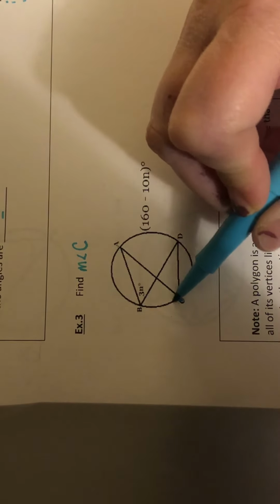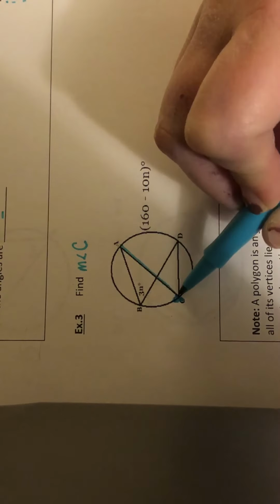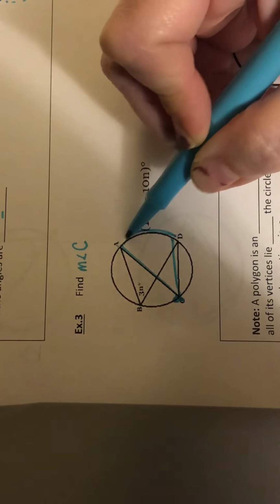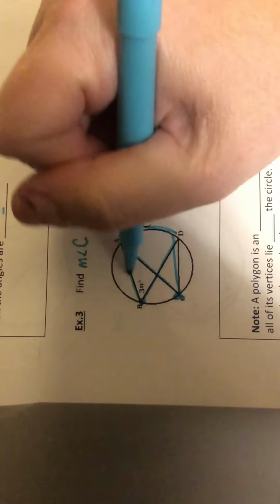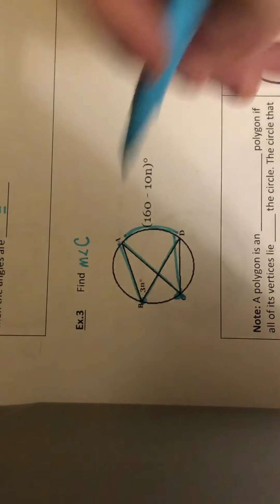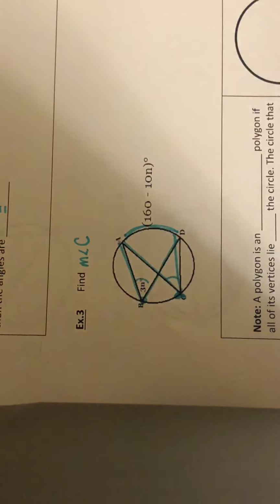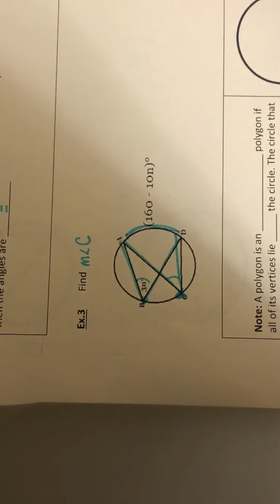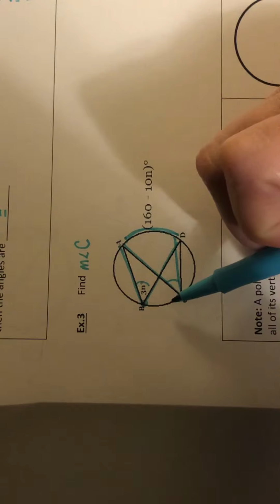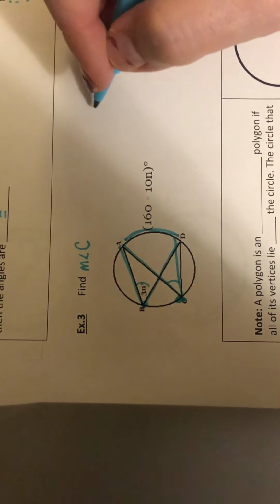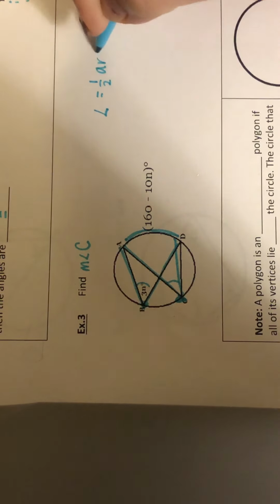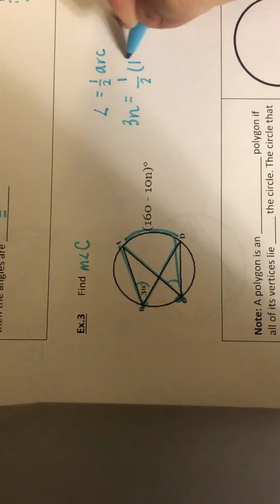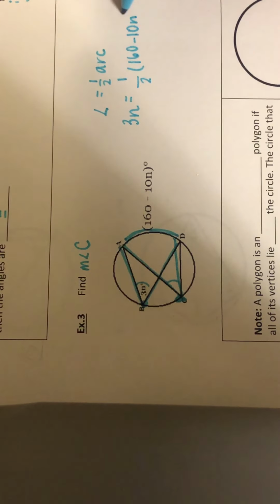So what do we know about the measure of angle C? Well, here's C. If you follow it out, it intercepts this arc. If you follow out B, it also intercepts this arc. So what we know is that B and C are the same. So this is a 3n. I don't know if that's hard for you to see. So I know my angle is half of my arc. So I'm going to say 3n is half of 160 minus 10n.